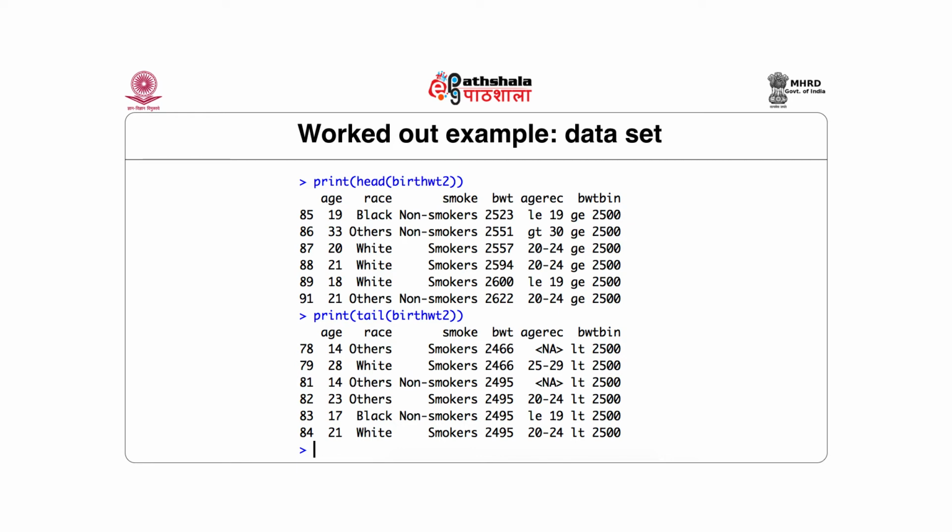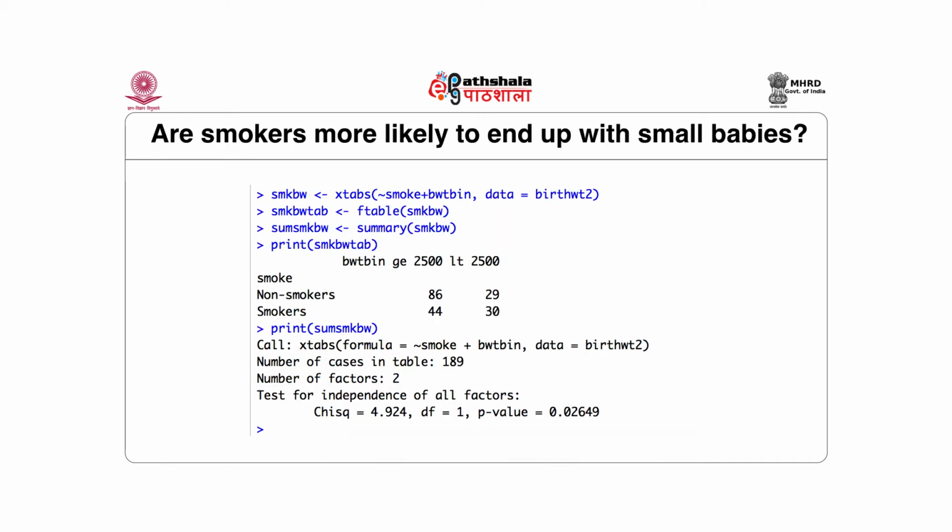And now we wanted to model whether women who were smokers were more likely to give rise to lower birth weight babies. So we have used the MASS library and the xtabs function here. What I'm going to show you are a couple of examples, and see for yourself how we use categorical variable hypothesis testing in real life. The first question we asked in this data set was whether smokers are more likely to end up with small babies. Small babies were defined as those whose birth weight at birth was 2,500 grams or lower.